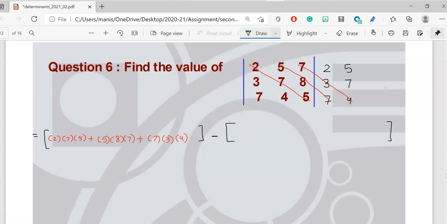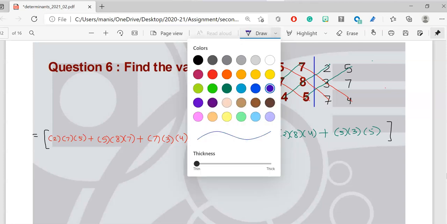I'm picking a green color this time. So you start from first and I'll start from the last one, 7. Diagonally. 7 times 7 times 7. So this is my 7 times 7 times 7. Plus sign. Then I will go to the second one. 2 times 8 times 4. So 2 times 8 times 4. Plus sign. And I will go over here. 5 times 3 times 5. So 5 times 3 times 5. Now after this, the only thing left is what? Just some mathematical calculations, and I am done with this problem.